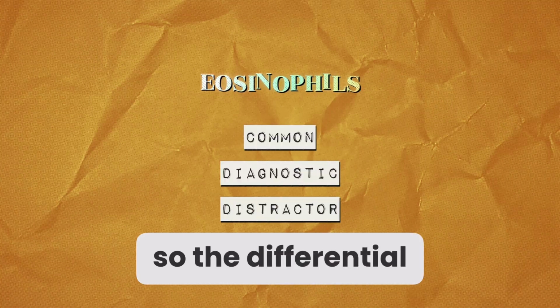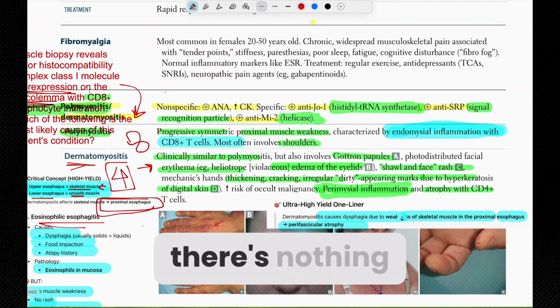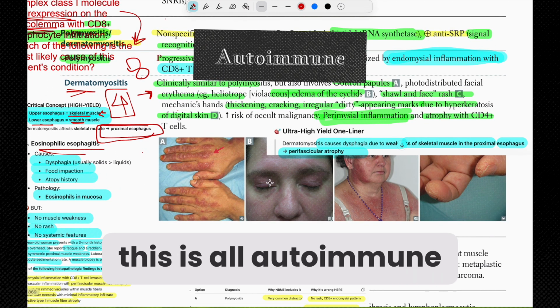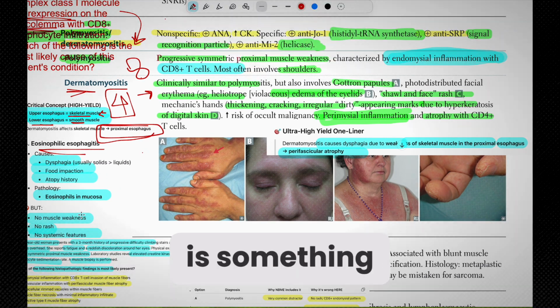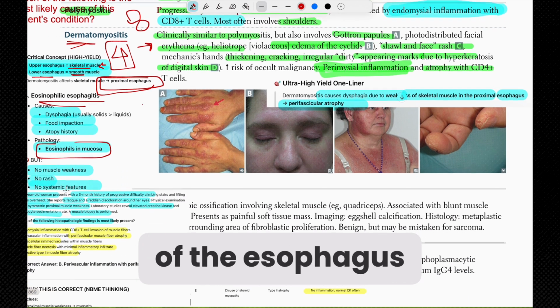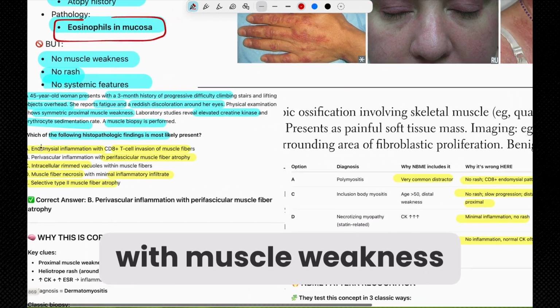So the differential that you might get distracted by would be eosinophils. There's nothing eosinophilic about this presentation. This is all autoimmune. Eosinophilic is something else. This is presenting with eosinophils in the mucosa of the esophagus. And also that would not present with muscle weakness or rash.